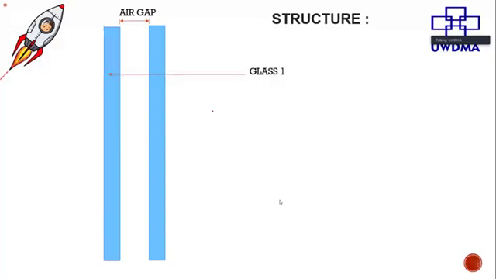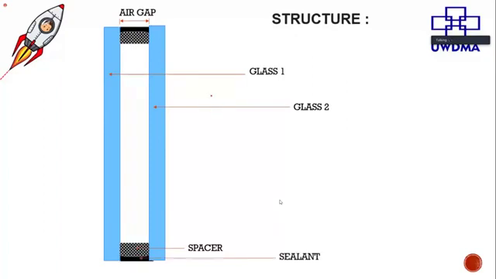This is how the structure of your DG glasses is. First you have glass one, then there is a spacer, which looks like a metal round thing, and then you have a sealant. In the center you have the airspace. Here, as I've told you, you can have dry air or your low conductivity gas.